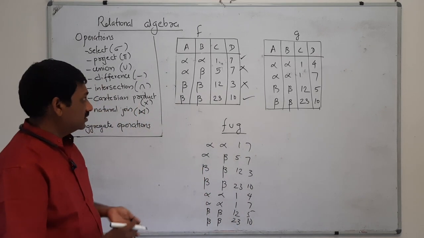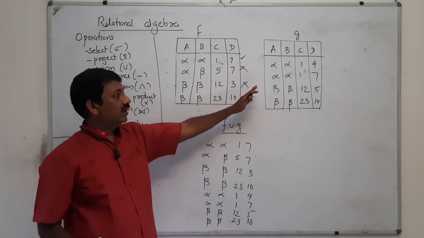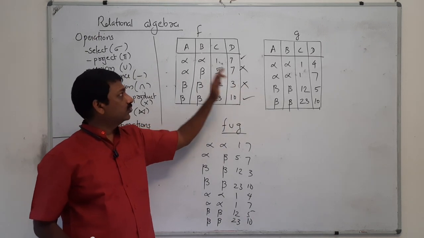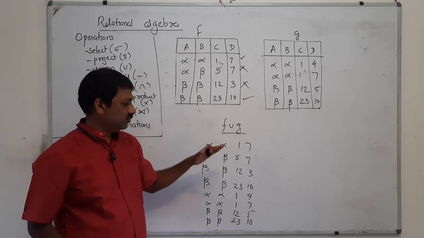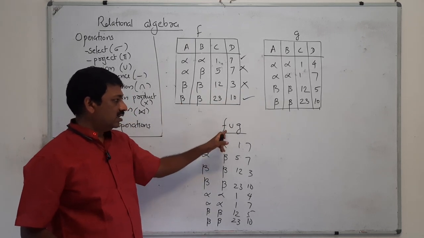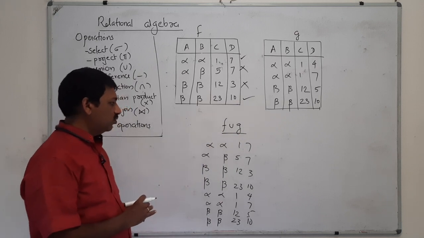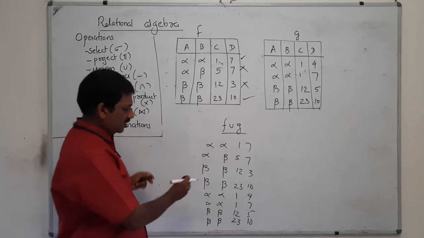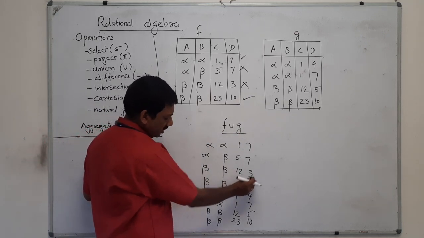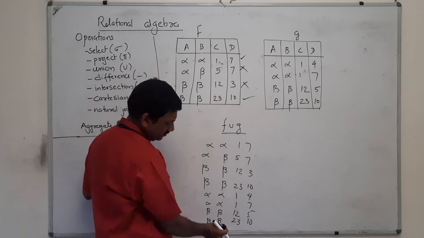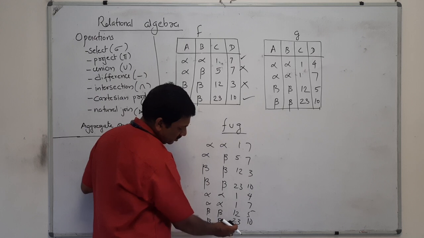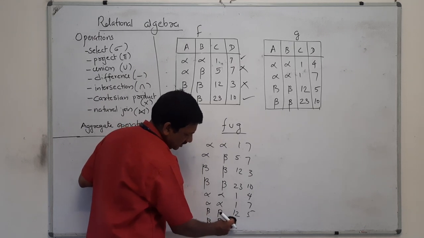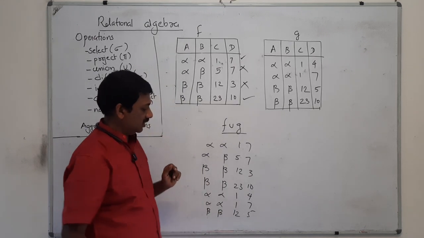Okay, that means when you have taken the union of these two, all the elements of F and G have to be combined, and that is F union G. Then duplicates have to be avoided. Here beta beta 12 3 and beta beta 23 10 and beta beta 23 10, that means that is a duplicate, so you have to eliminate that.